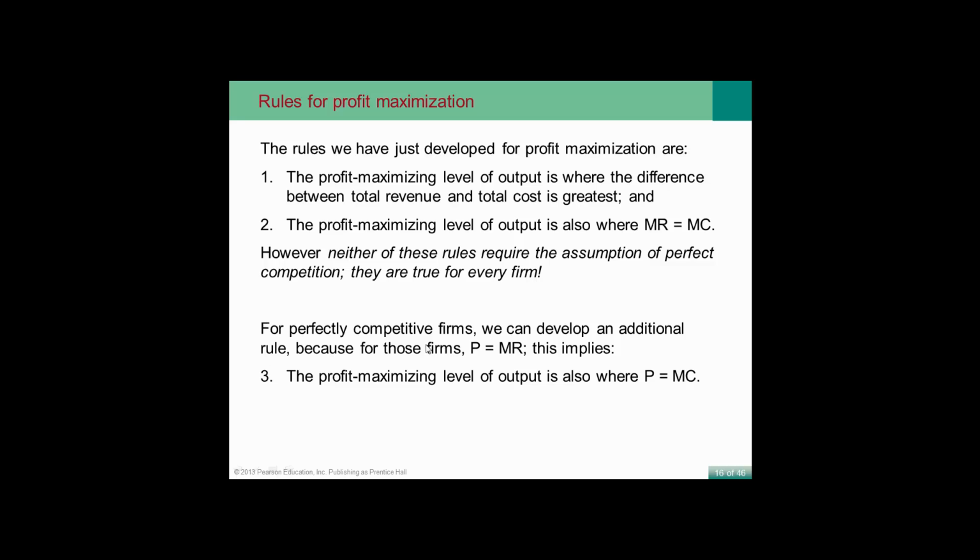Specifically for perfectly competitive firms, we can develop an additional rule, rule number 3. Price equals marginal revenue. So profit maximization is where price equals marginal cost.